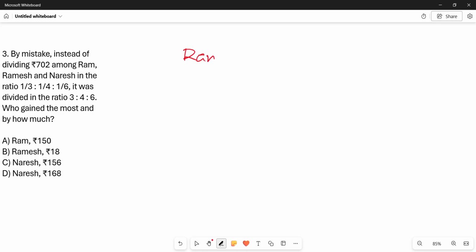Who are Ram, Ramesh and Naresh? There are three friends. Very good. An amount was to be divided in the ratio of 1 by 3, 1 by 4, 1 by 6, but it was divided in a different ratio by mistake. By mistake, the ratio was divided as 3 is to 4.